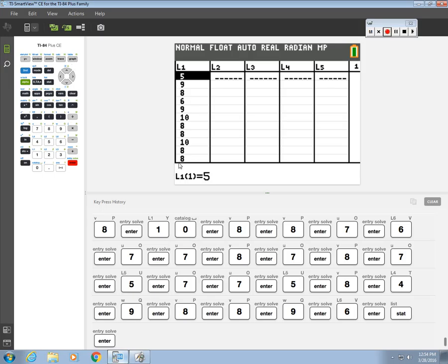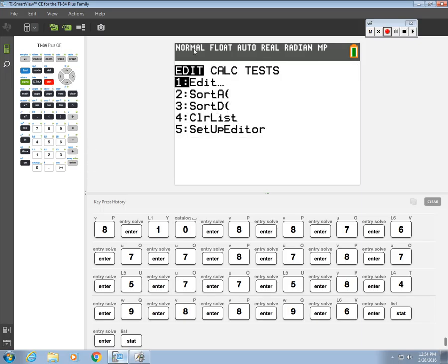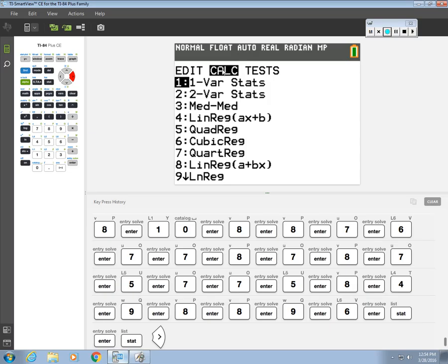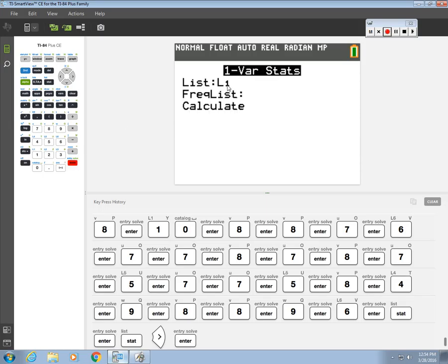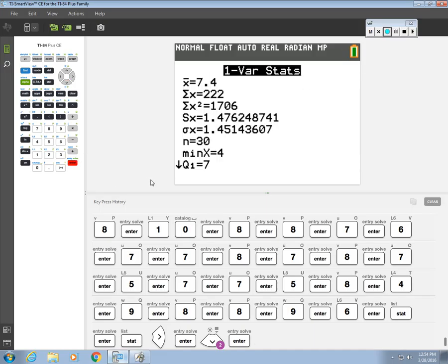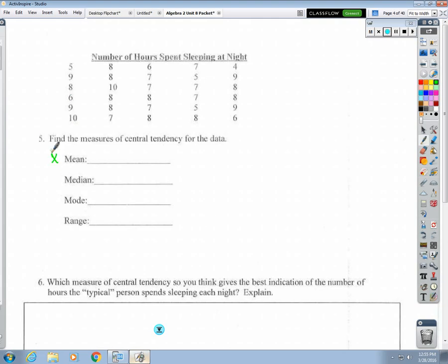Now that you have all 30 data items in list 1, you hit stat again, but now we're going to do something with it. So go over to calc. Now, we only have one variable here. The only variable in this problem is number of hours slept tonight. So hit enter. Isn't our data in list 1? Okay, so we don't have a frequency list. We'll talk about what that means later, but for now, just go down, hit calculate, and a bunch of information pops up. This first number, x bar, is the symbol for mean. So your mean is 7.4. Right here, I would write x bar beside it so that you'll start learning it.